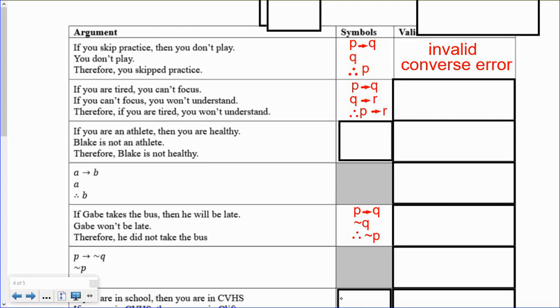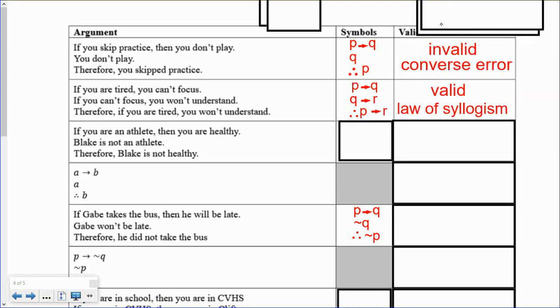What do I call this? You remember the wonky one where they're all if-then statements? The law of syllogism. Is that valid or invalid? It's valid because it's a law.